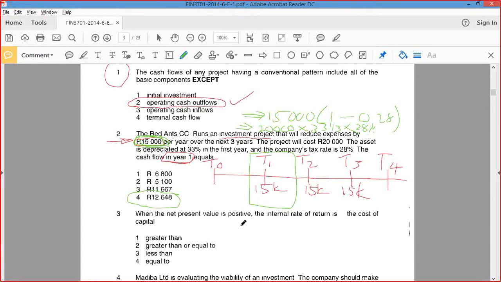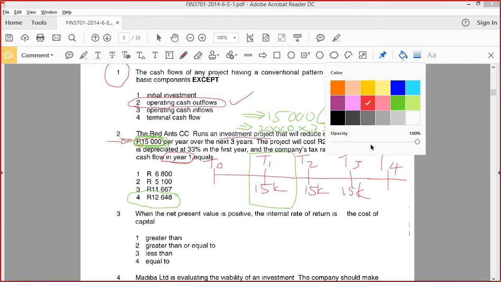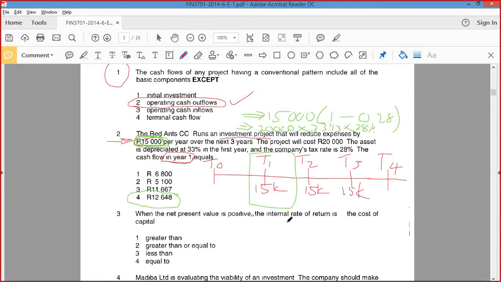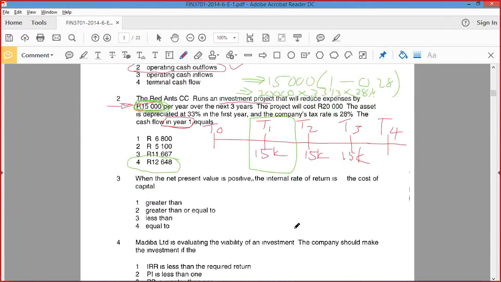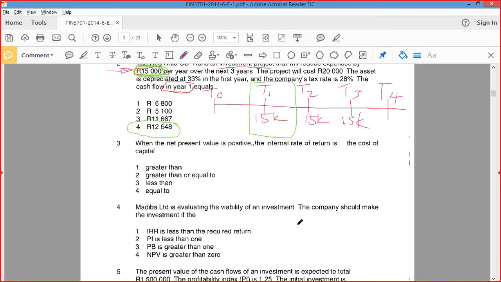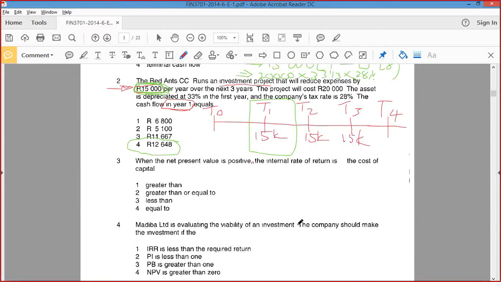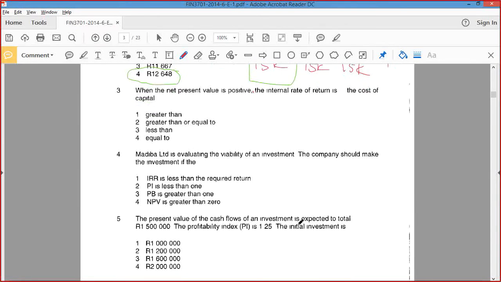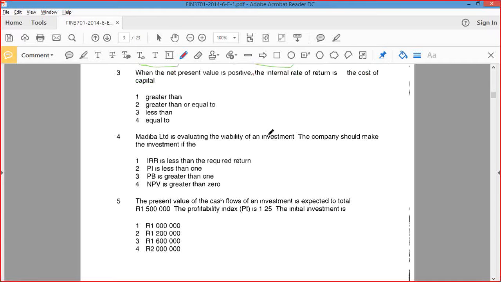I mean, on all the other things, when you do the EBIT thing, you always take off. But I suppose it does say expenses. It says it will reduce expenses by 15,000. Yeah, it's not EBIT. So I suppose that reduce expenses is the key there. Okay. Cool. 100%.